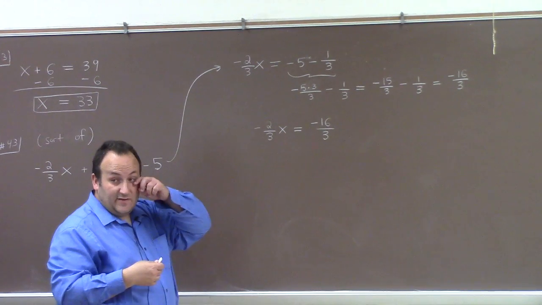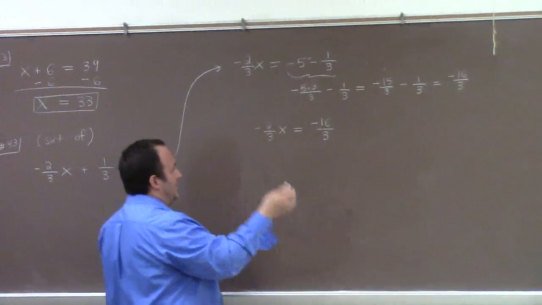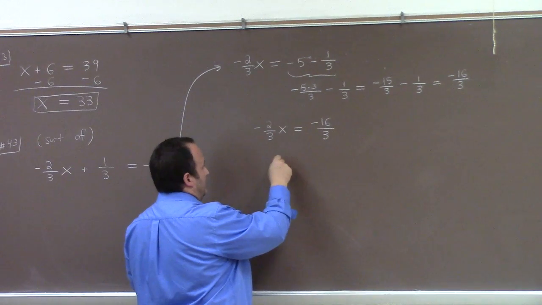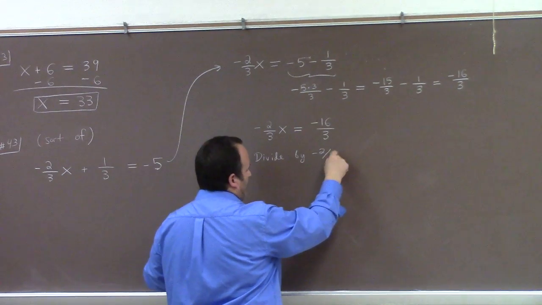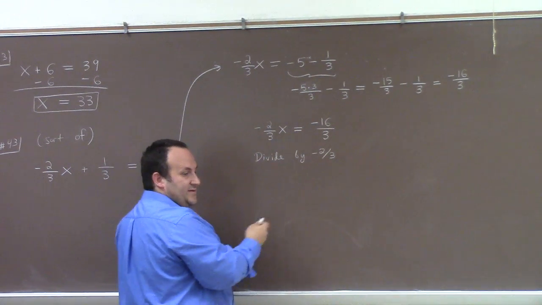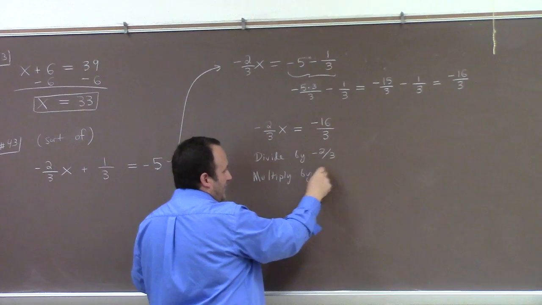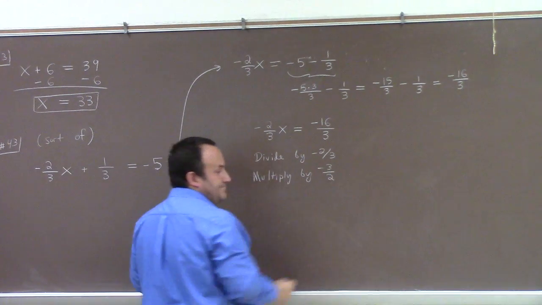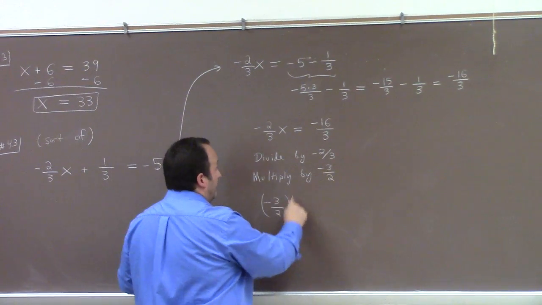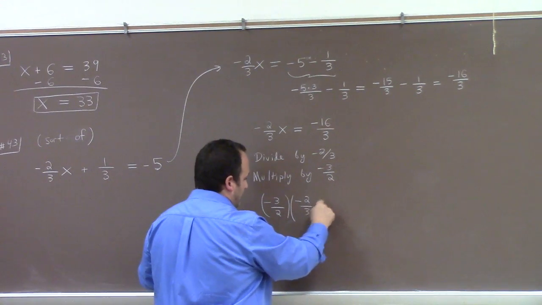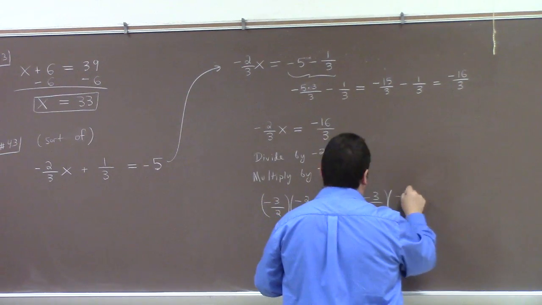So minus 2/3 x equals minus 16 over 3. Now, how do we solve that? Divide by minus 2/3. Okay. You know what I'm going to do though? I'm going to take your advice. I'm going to flip it over. We're going to multiply by minus 3/2. Oh, yeah, it's negative, we gotta flip it. So we have minus 3/2 times minus 2/3 x equals minus 3/2 times minus 16 over 3.